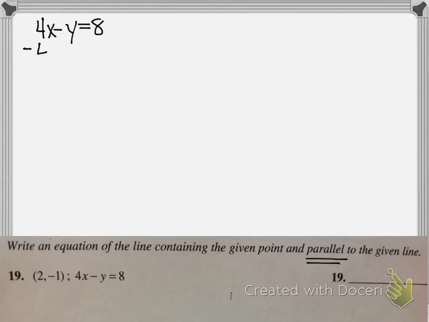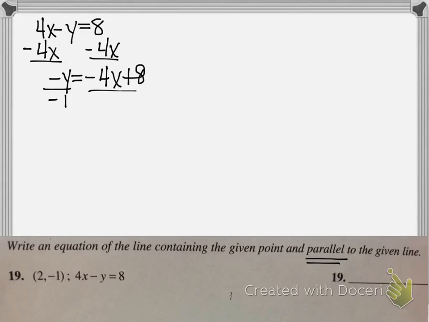So I need to find the slope. So I've got to get it into slope-intercept form. Looks like I have to divide everything by negative 1. So y equals 4x minus 8. Now remember, this is not my new equation. This is just rewriting the equation they gave me. All I need from this equation is the slope, because I know that my new line is going to be parallel to this line. So that's all I need.